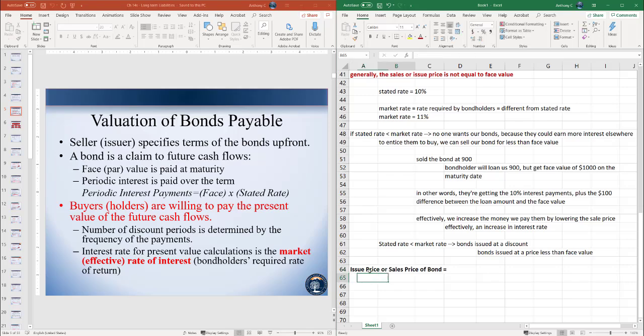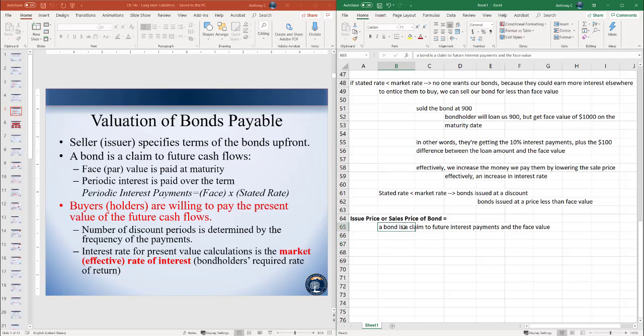remember again, we said that a bond is just a claim to the future interest payments and the face value, which will be paid at the maturity date. So if we're an investor, we're willing to pay the present value of these future cash payments.